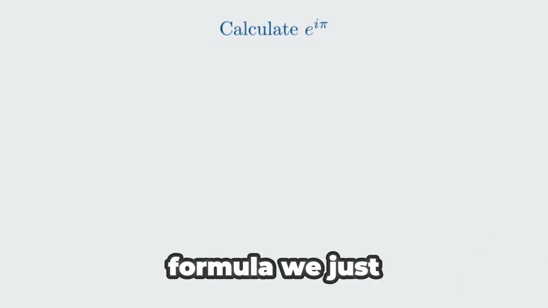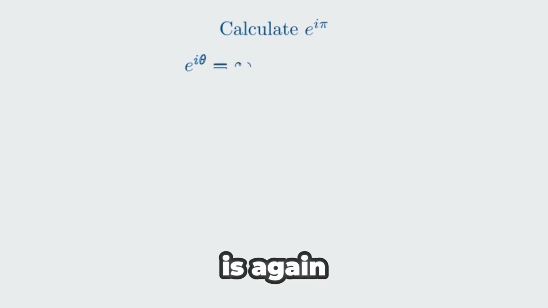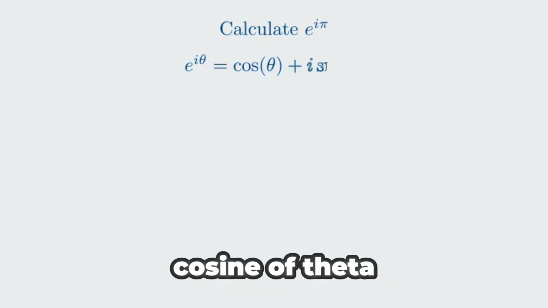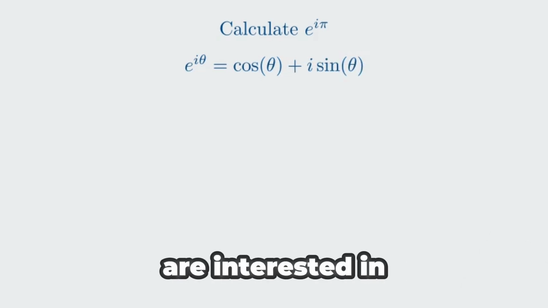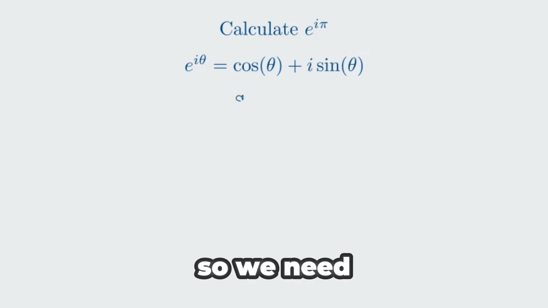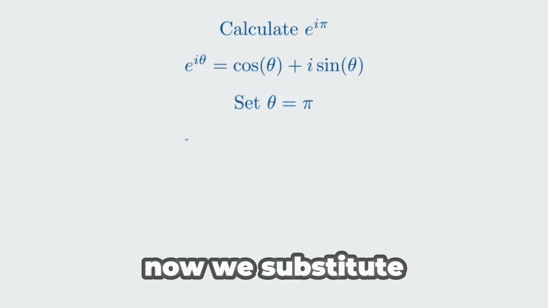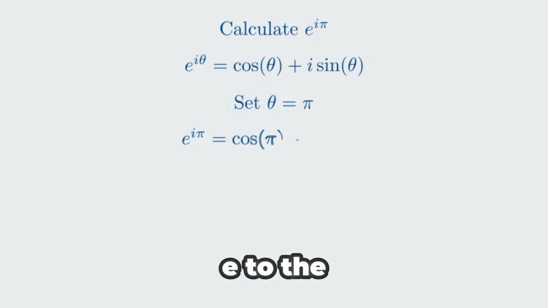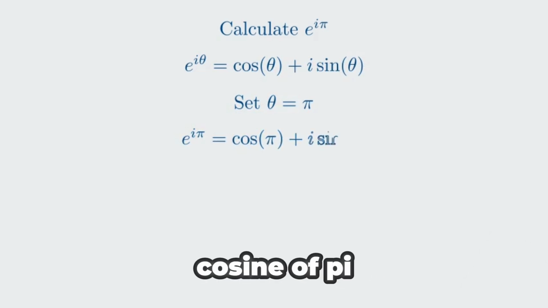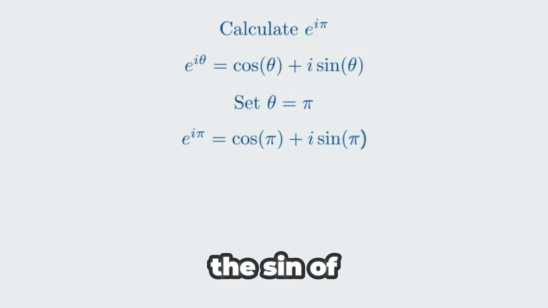We'll use the formula we just learned. Here it is again: e to the i theta equals cosine of theta plus i sine of theta. For our calculation, the angle we are interested in is pi radians. So we need to set theta equal to pi. Now we substitute pi for theta in Euler's formula. This gives us e to the i pi equals the cosine of pi plus i times the sine of pi.